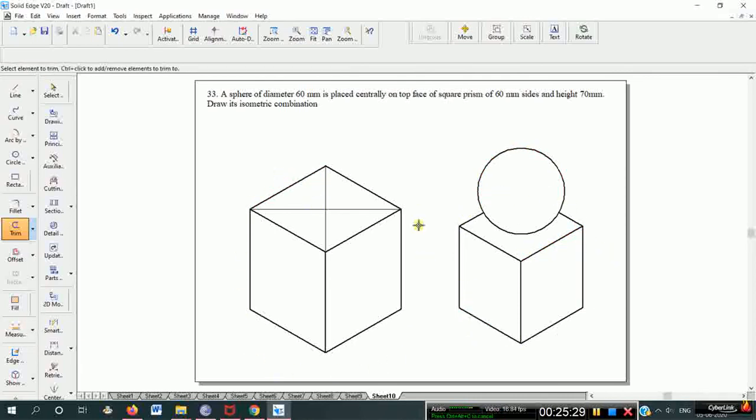First construct the square prism and find the center. From the center, take the radius. If the sphere is 60 mm, take 30 mm, and it comes to this point. From that point you need to construct the sphere. So before constructing the sphere, convert all these things to isoscale, then construct the sphere.